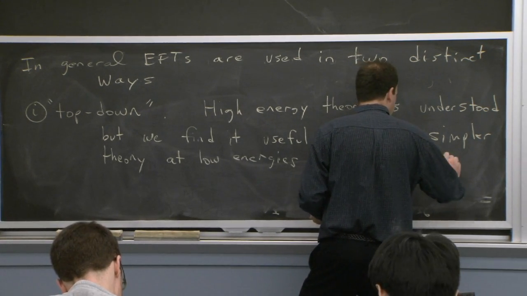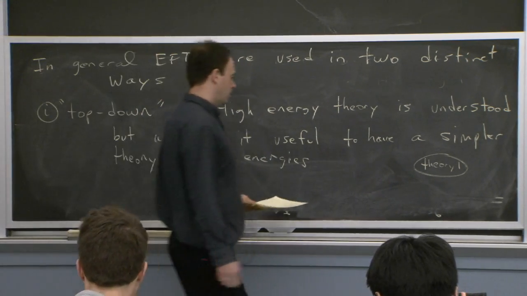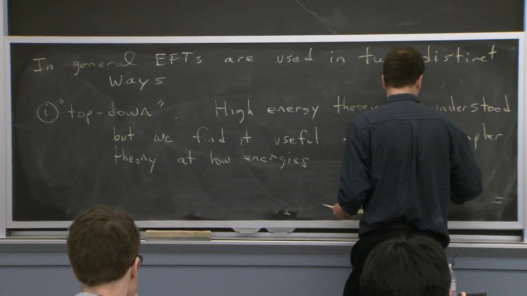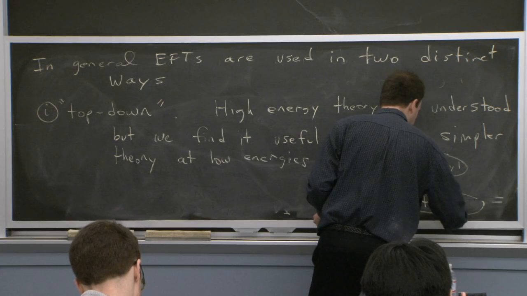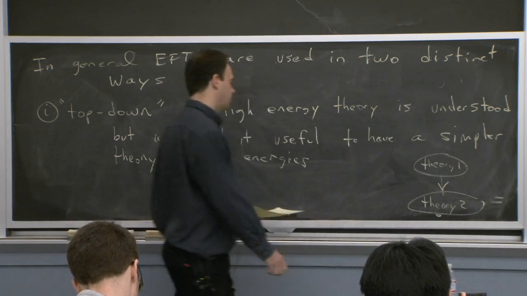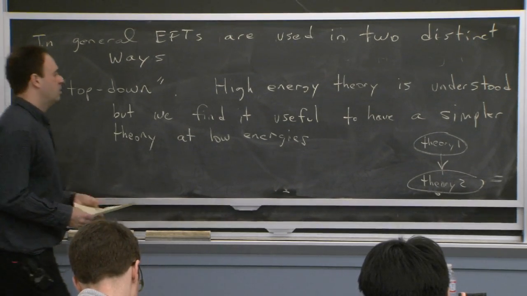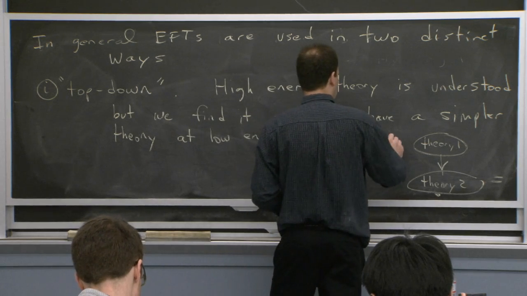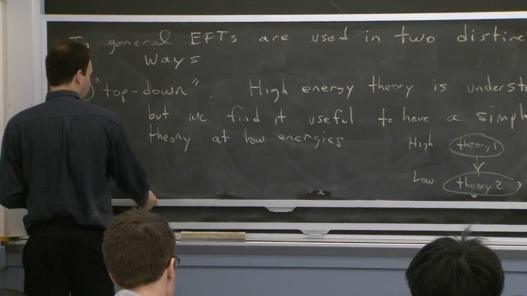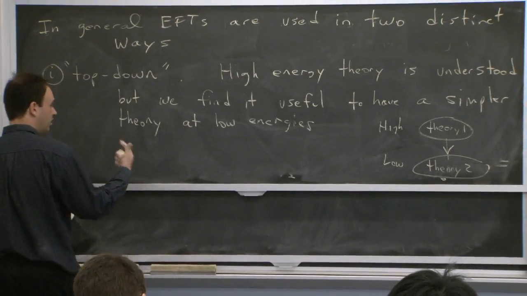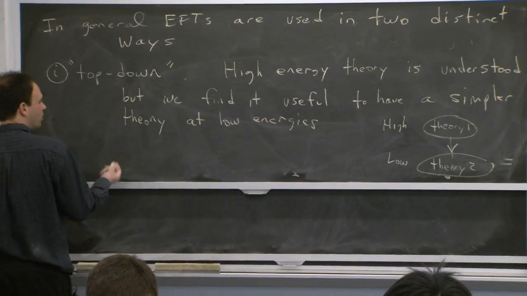So we're in a situation where we have some theory, which I'll call theory 1, which is this high energy theory, that we understand it, that we can think about doing calculations in it. But we want to go over to some other theory, which I'll call theory 2, which has fewer degrees of freedom, and we're making expansions. And that's a low energy theory. So this is the high theory. This is the low theory. So that's the situation of what we call top-down, coming from the top, from high energy down. So what do we do?